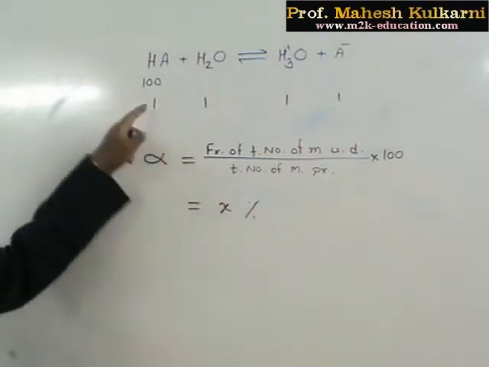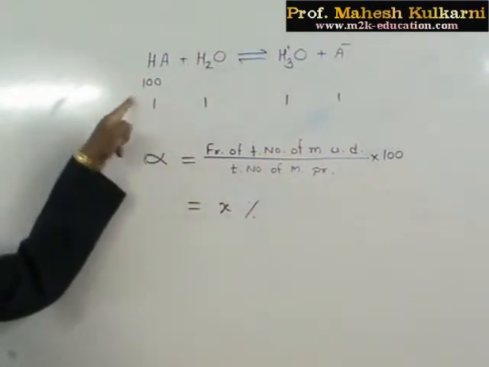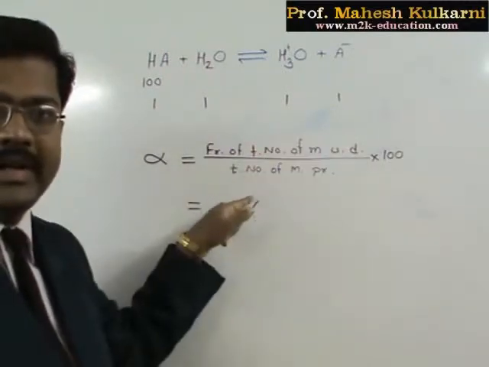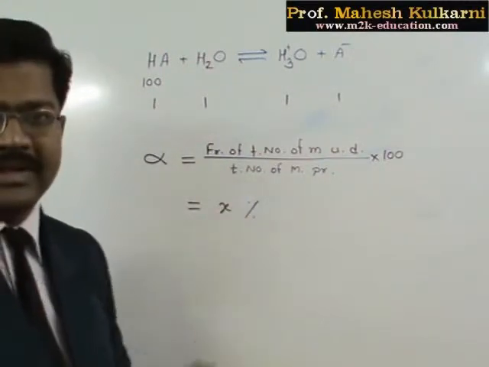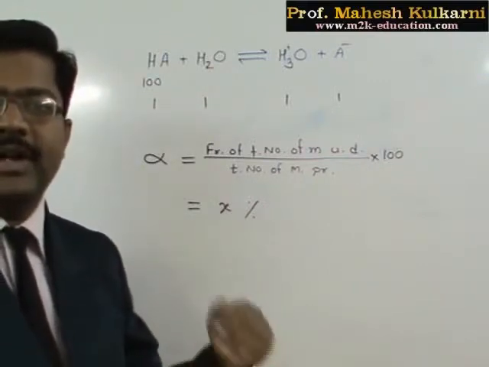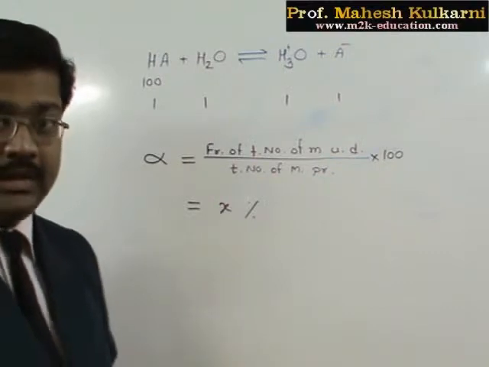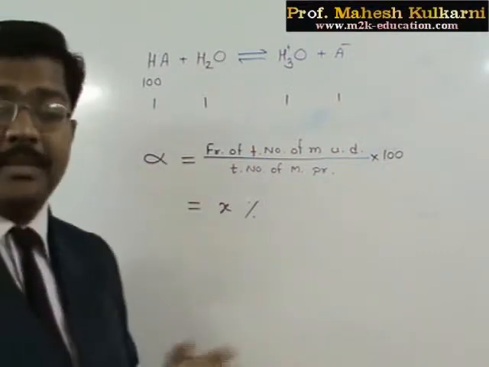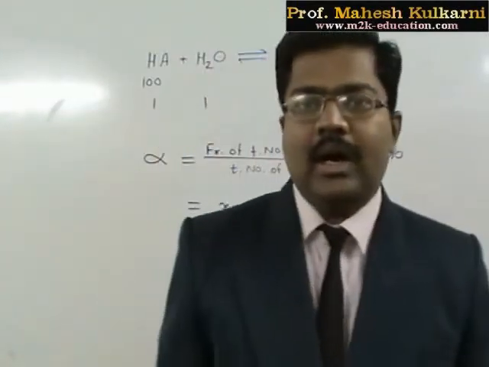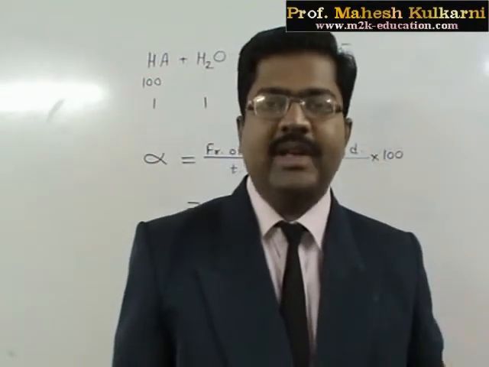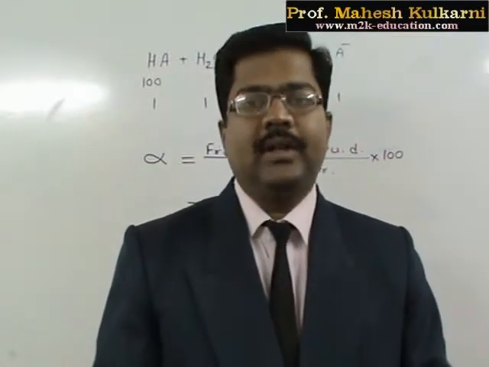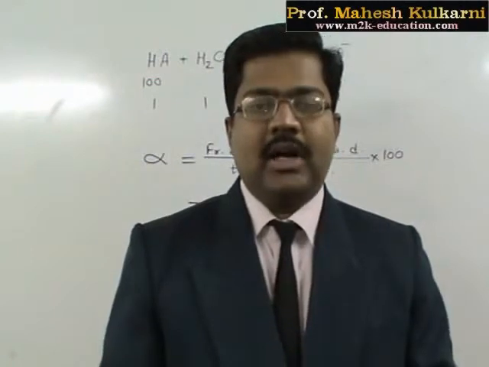Now let us check out here. Suppose one molecule is undergoing dissociation out of 100. Then this will be 1 by 100 multiplied by 100. 100 will get cancelled. Answer will be 1%. So alpha is 1%. That means one molecule is undergoing dissociation out of 100. If alpha is 100%, that means all molecules are undergoing dissociation. So this way, first thing we have to consider is that not all molecules are undergoing dissociation.